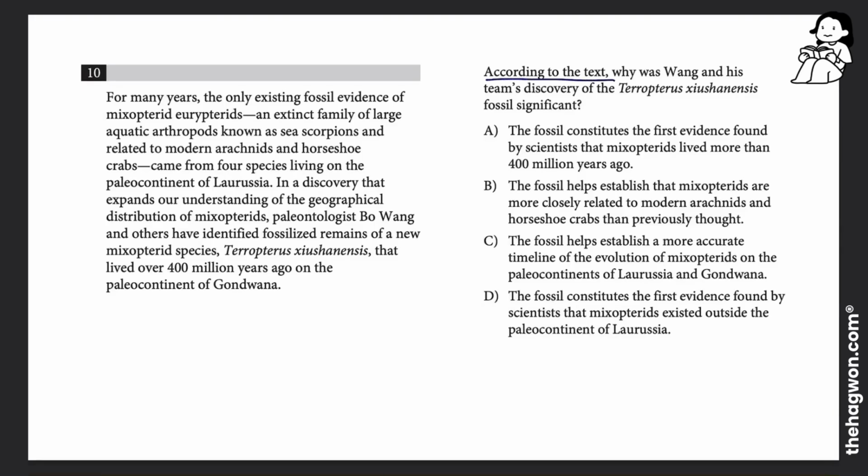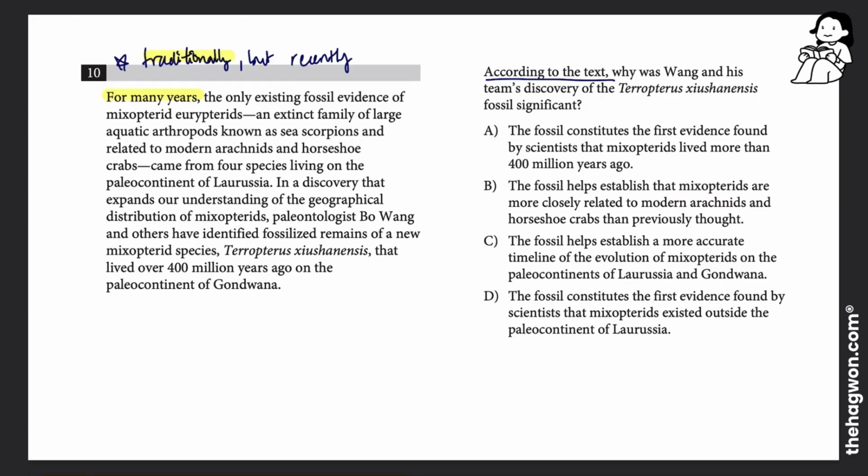Question 10 is a detail question, but more importantly, this is a structure of a passage we see really often on the SAT. This is what I call our "traditionally but recently" passage. I'll explain what that means. So the passage begins by saying "for many years."